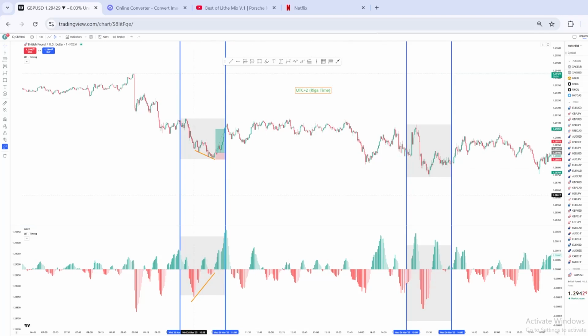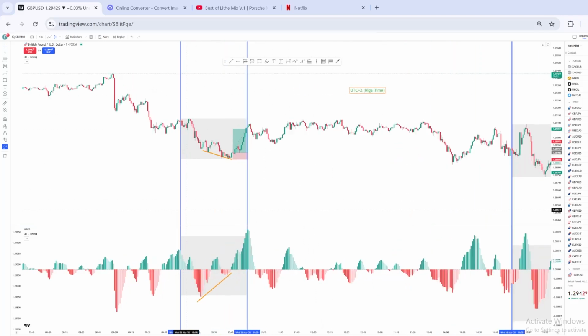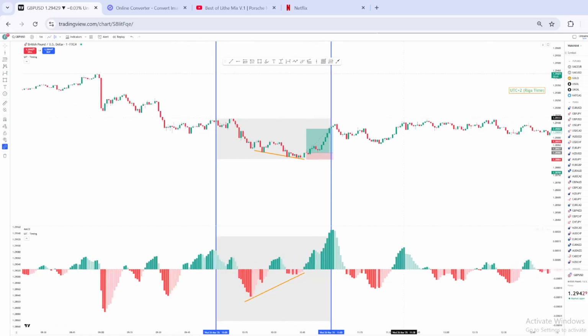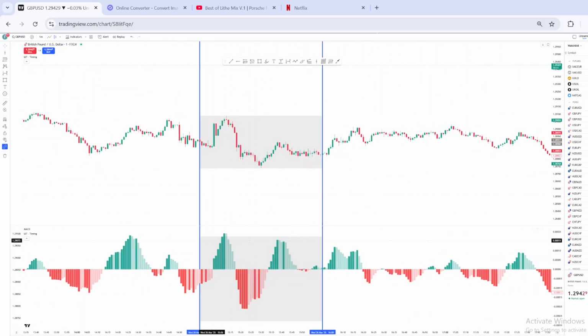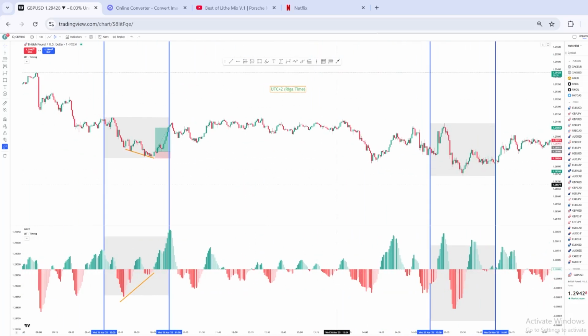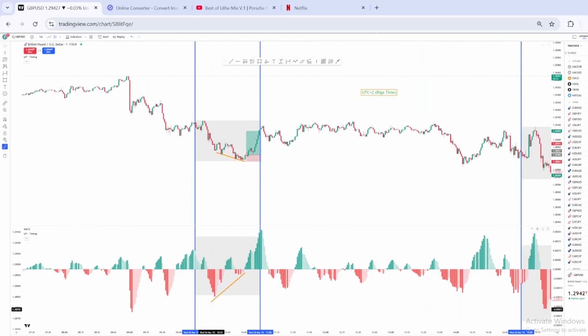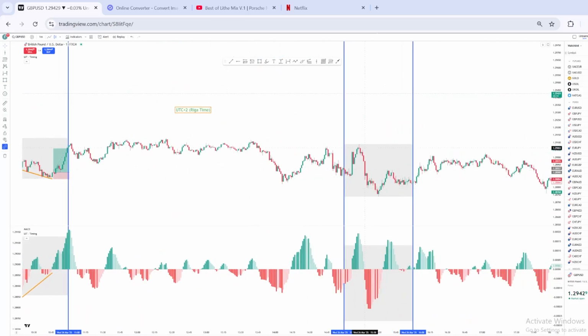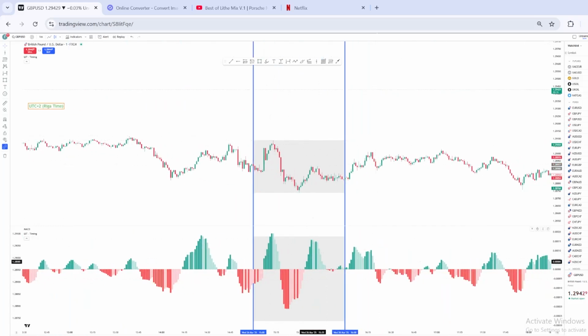So for me, I use these boxes here from 10 a.m. till 11 a.m. and from 3 p.m. till 4 p.m. UTC +2 again. And so I will look for this divergence only inside this gray box here. If the divergence happens somewhere outside the box, I don't care about that anymore. I go off the charts and I wait for the next session here, and I wait for the same thing.